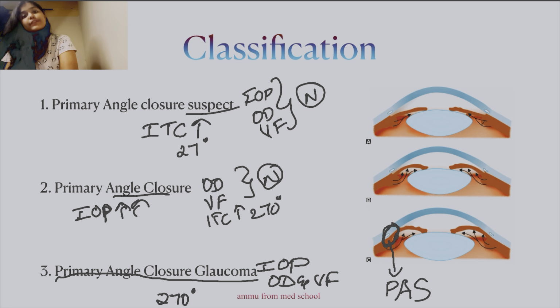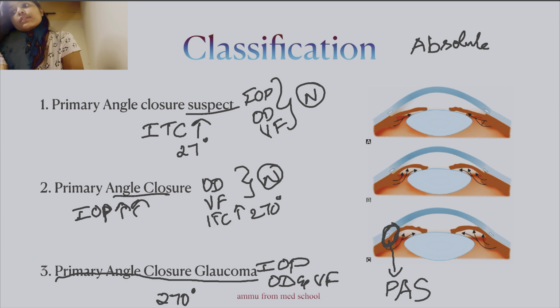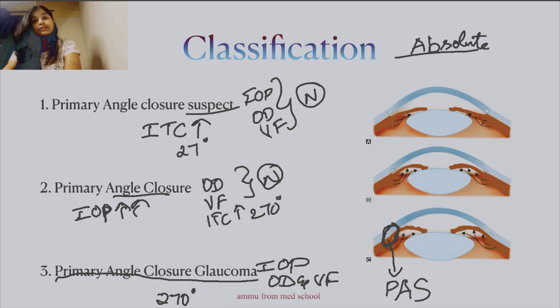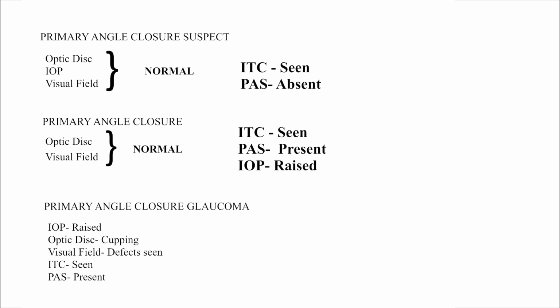Apart from the classification, you have something called absolute primary angle closure glaucoma. What is it, absolute? When primary angle closure glaucoma, the third part of the classification, is left untreated, it gradually passes into the final phase that is called absolute glaucoma.